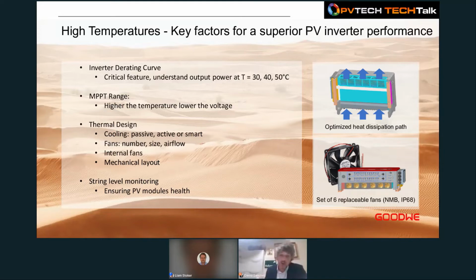Everybody knows the higher the temperature, the lower the voltage. So the voltage will displace a little bit to the left. So again, having a DC booster makes a massive difference when comparing to other solutions, because under a high temperature scenario it will perform way better.